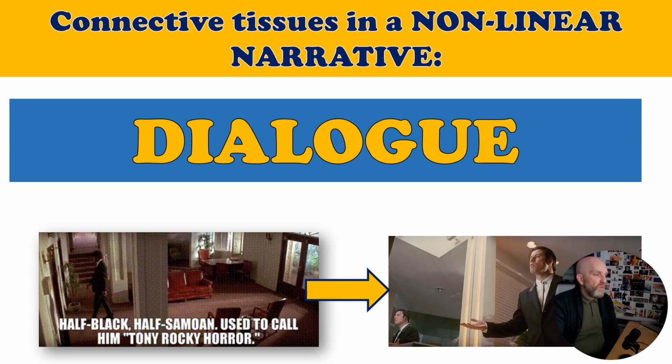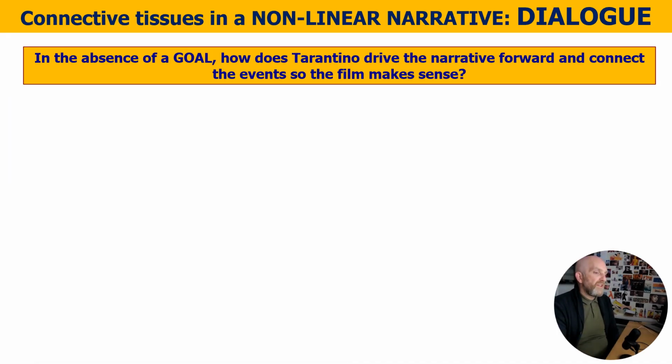Okay, so now that we have addressed some of the ways Tarantino subverts and experiments with traditional narrative devices, we need to think, well, how and why does this film make sense? What gives the narrative coherence and cohesion if those traditional narrative devices are being subverted? Okay, so the first thing we're going to look at is dialogue. So dialogue, obviously, the spoken words of characters. And the dialogue in this film is really, really important.